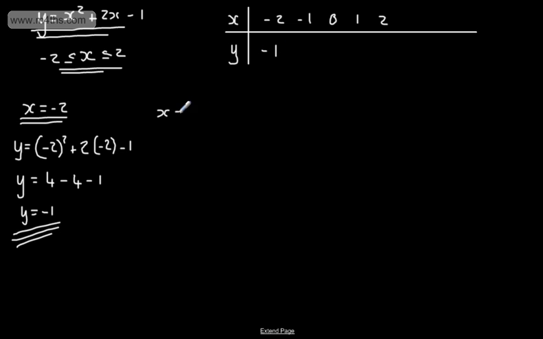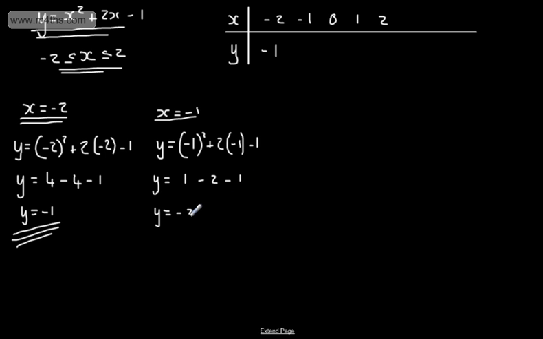Let's now look when x is equal to minus 1. Y will be equal to, we're just subbing this into this equation right here, minus 1 squared plus 2 lots of minus 1 minus 1. So y would be equal to minus 1 squared is 1, minus 2, minus 1, then y is going to be equal to minus 2.